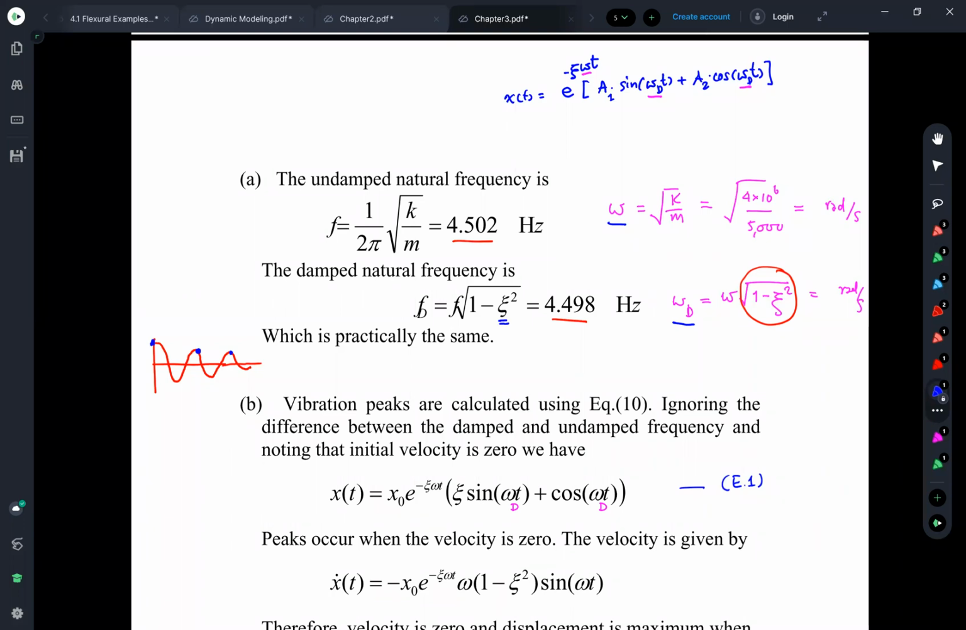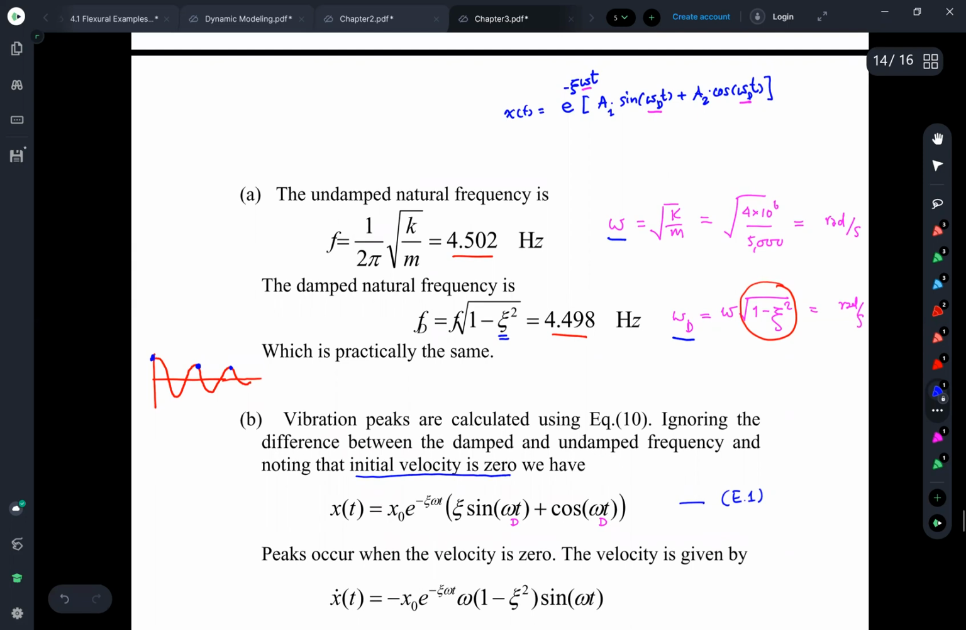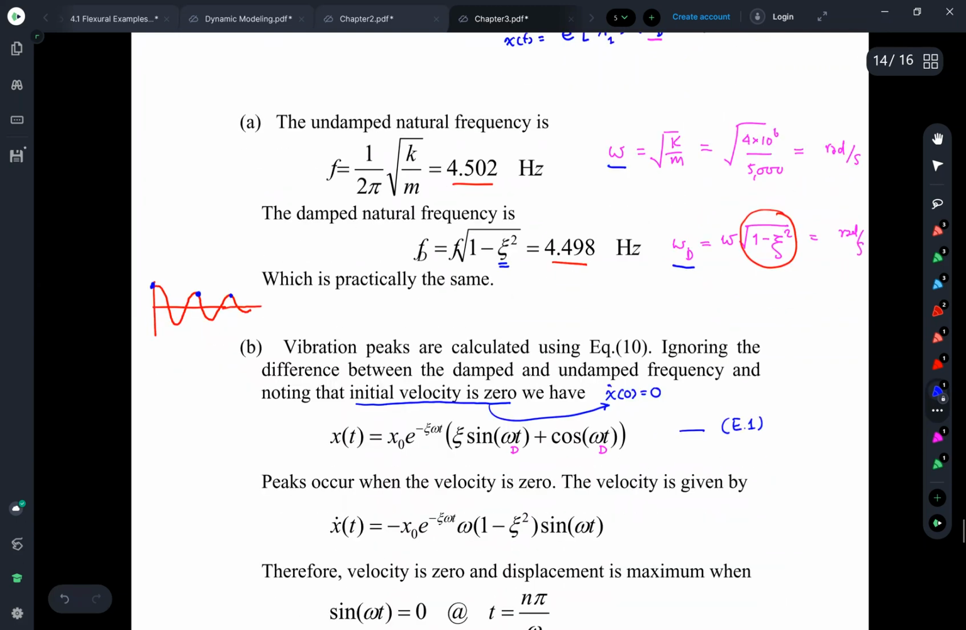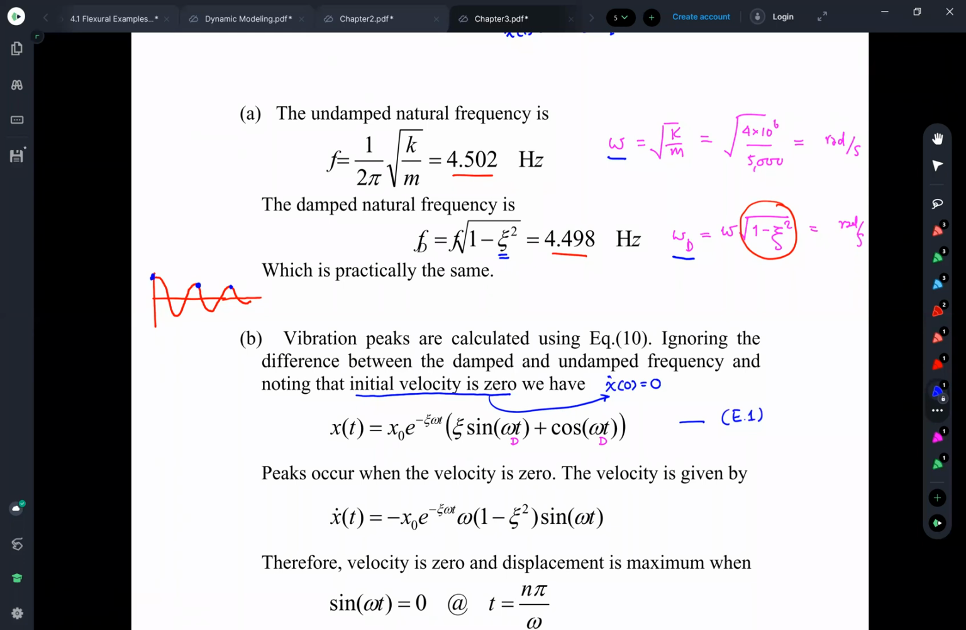In the section 3.1, free underdamped system, you look at the general form of the free vibration solution and introduce the initial conditions. In this case, you can introduce the initial velocity to be 0. It means x dot 0 equal to 0. Once you introduce this x dot 0 equal to 0, you can obtain equation number E.1.